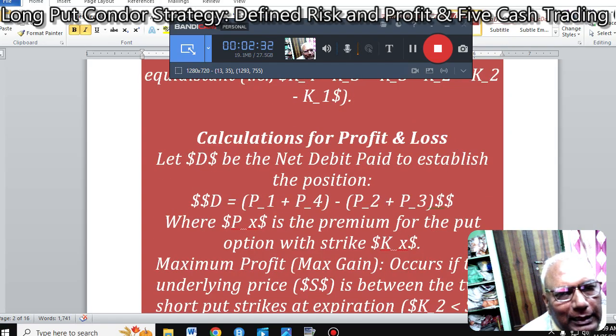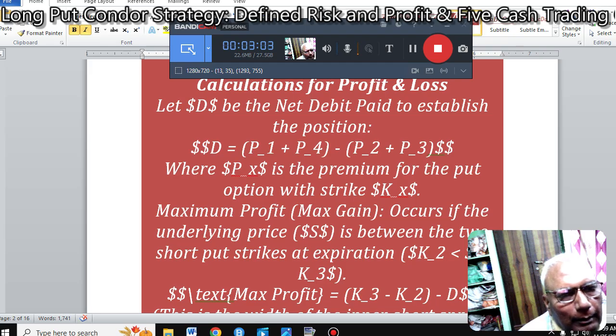Calculation for debit. Calculation for profit and loss. Let D be the net debit paid to establish the position. D equals P1 plus P4 minus P2 plus P3 dollars, where Px is the premium for the put option with strike Kx dollars.